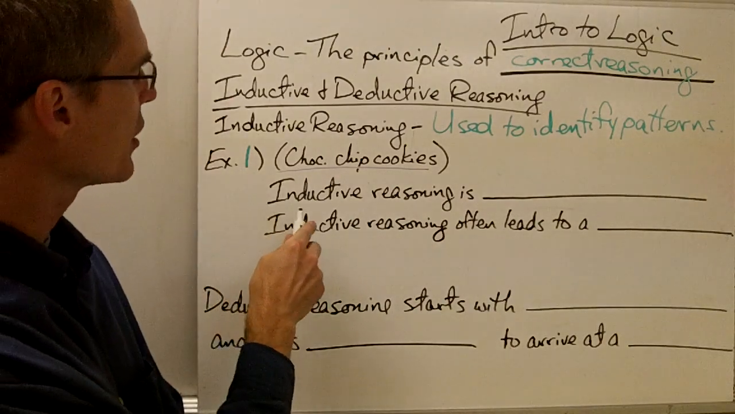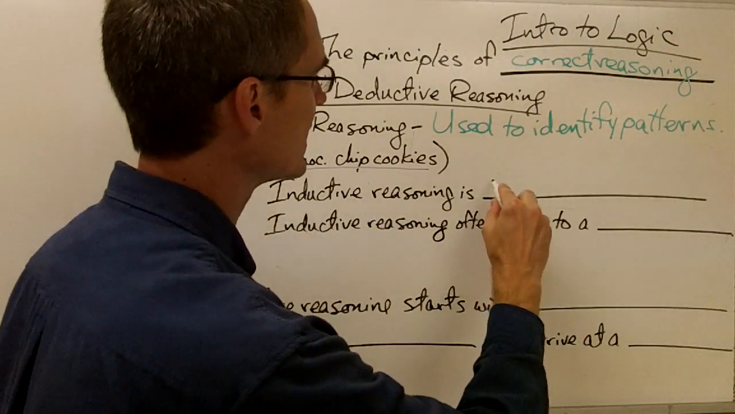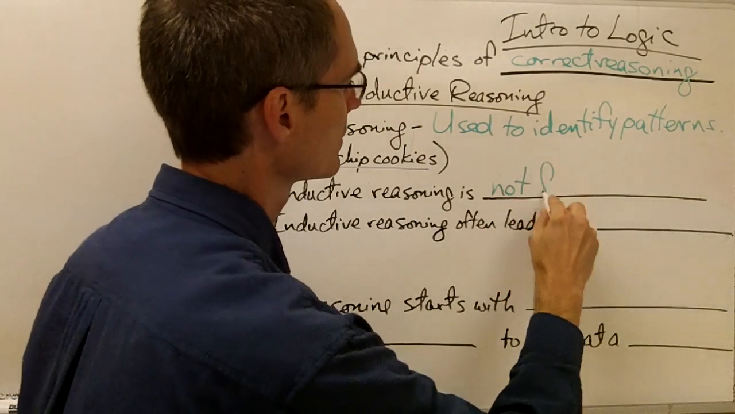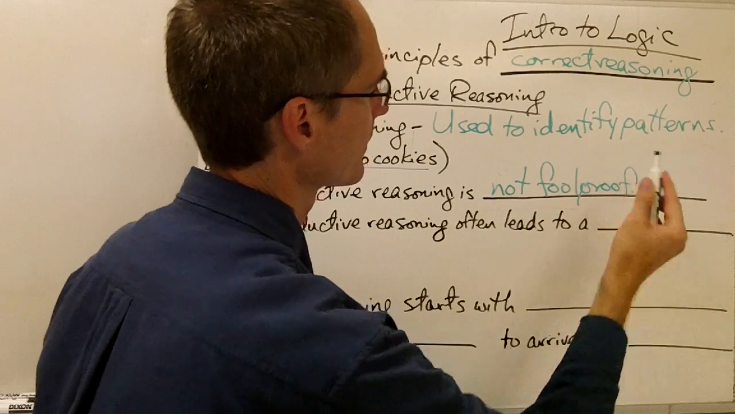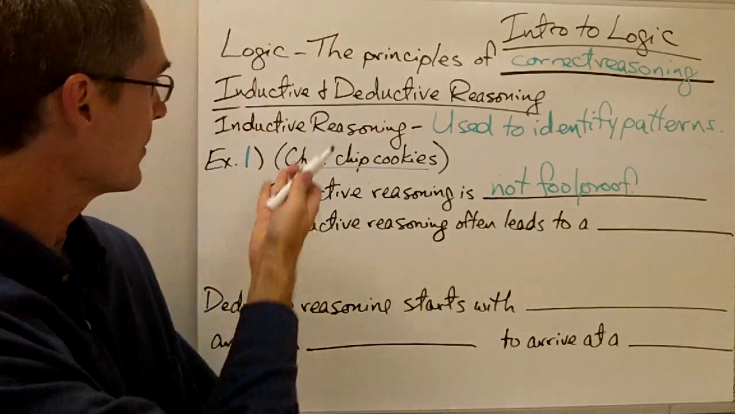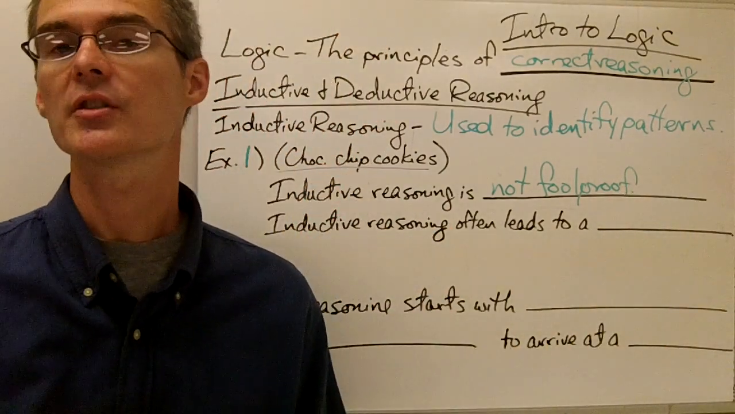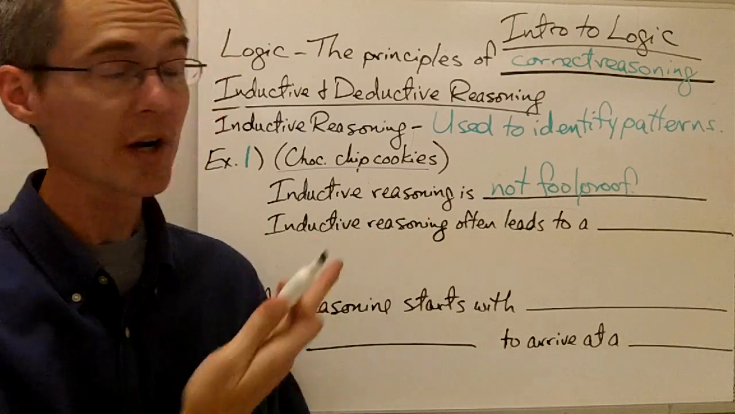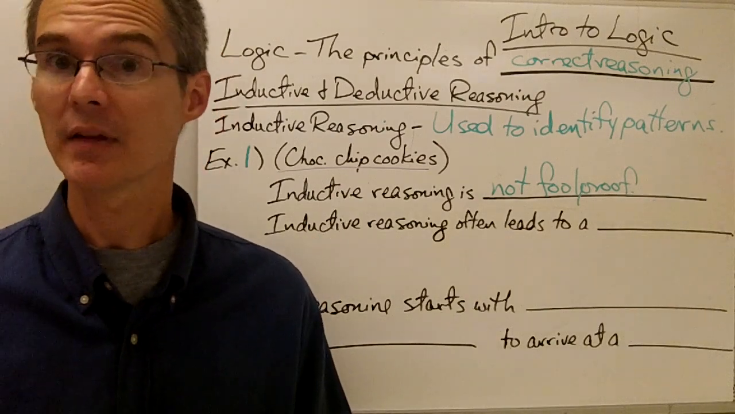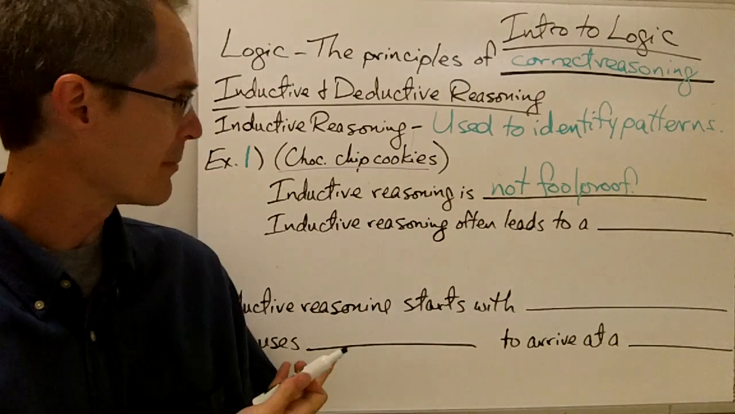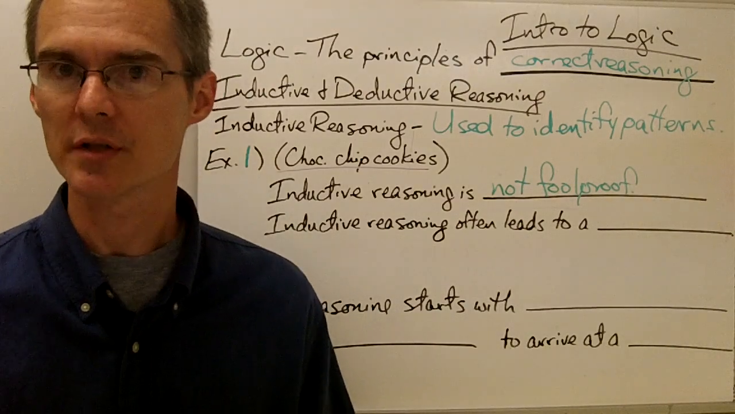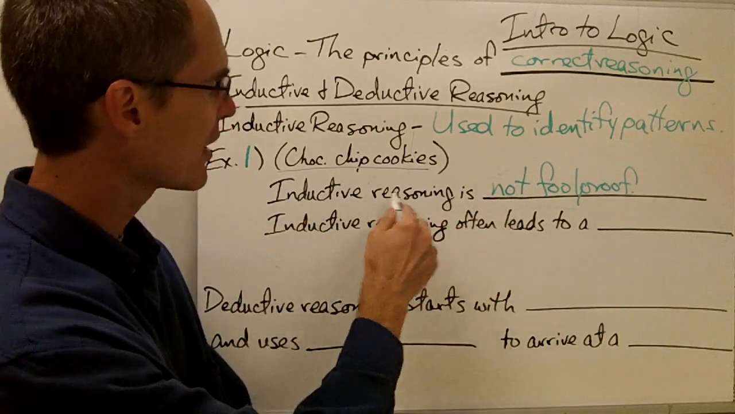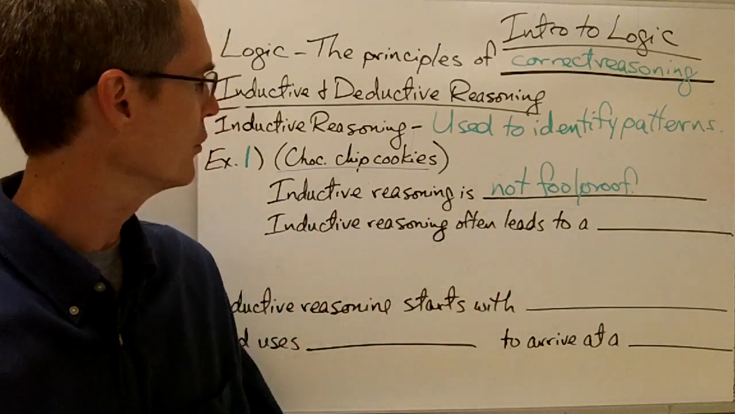Now, a couple things to note about inductive reasoning. Inductive reasoning is not foolproof. That is, there's no guarantee, for example, that the cafeteria is going to have chocolate chip cookies this Friday. The truck that brings the cookies might break down. You might not have any cookies at all. Somebody might make a change in the menu and decide that they're going to have peanut butter cookies this Friday. So, there's no guarantee. Inductive reasoning is not foolproof.